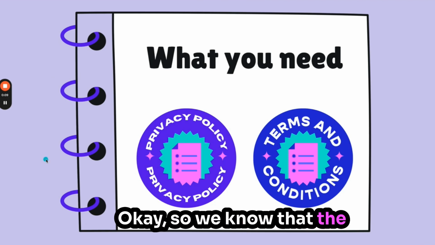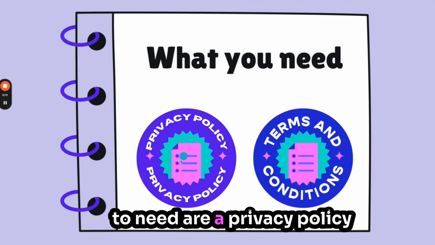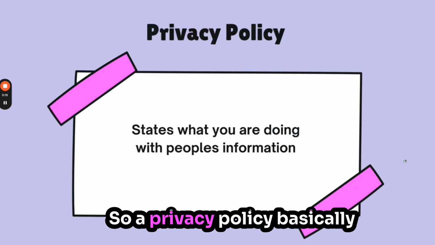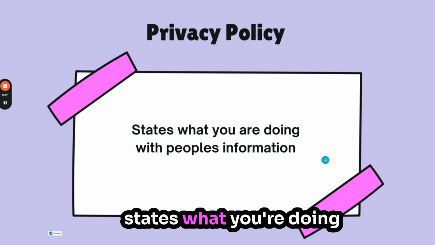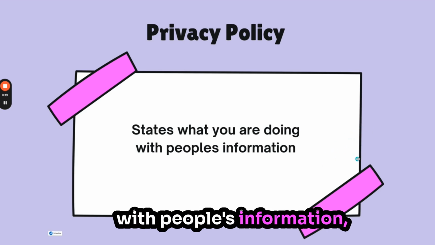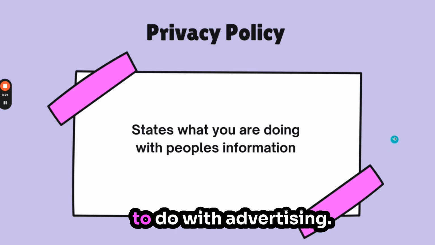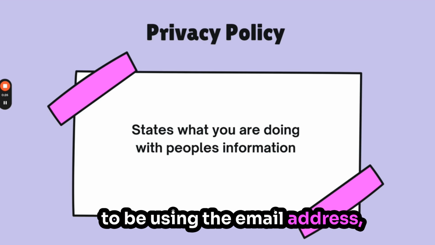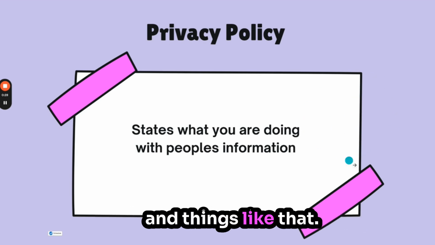Okay, so we know that the two things that you're going to need are a privacy policy and a terms and conditions. A privacy policy basically states what you're doing with people's information, how you are going to treat it, what you're going to do with advertising, like how you're going to be using their email address, their contact information, and things like that.